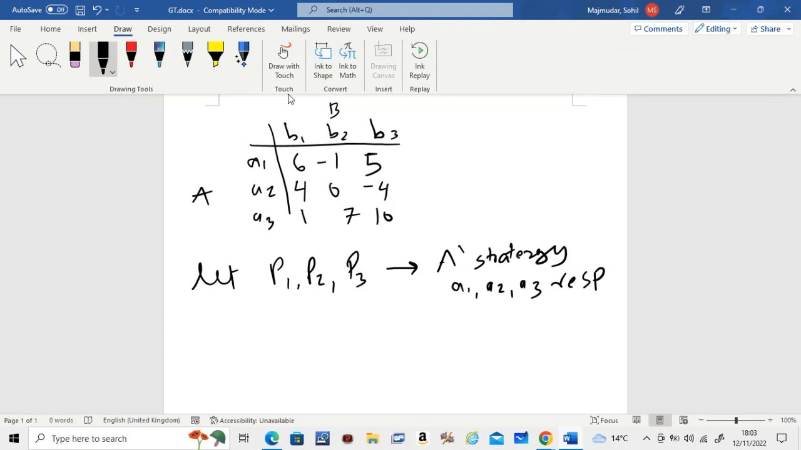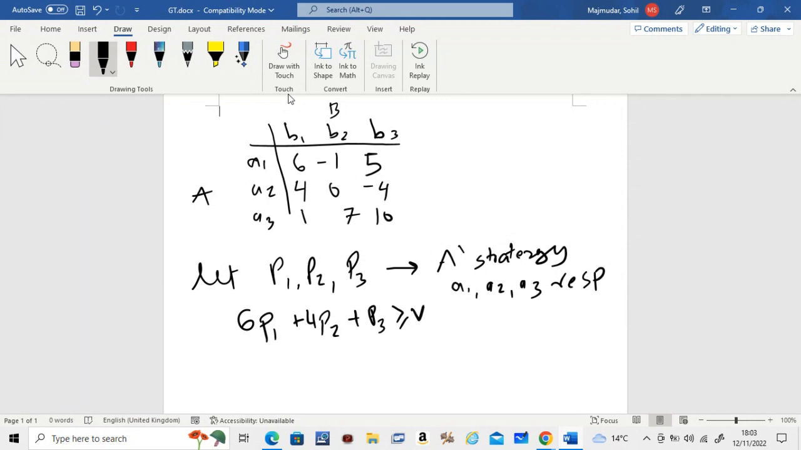Okay, so now in this case, we do the column times the probability. So the first equation of the inequality will become 6P1 plus 4P2 plus P3 bigger than or equal to V.